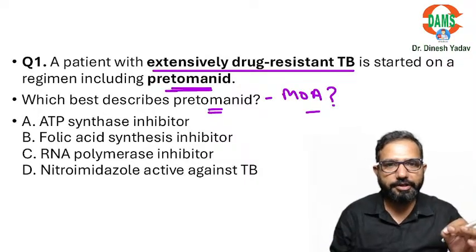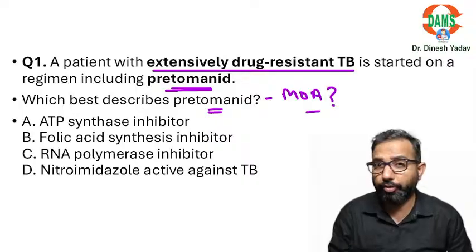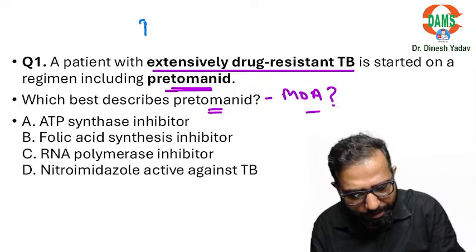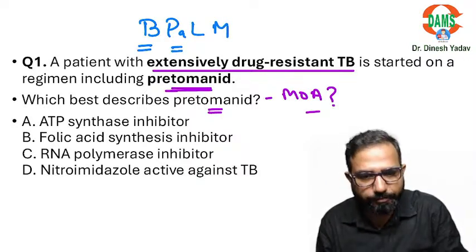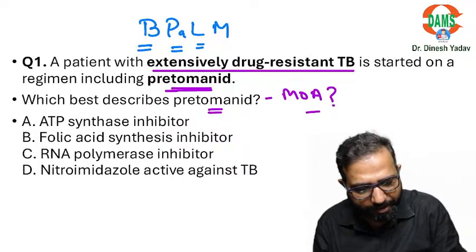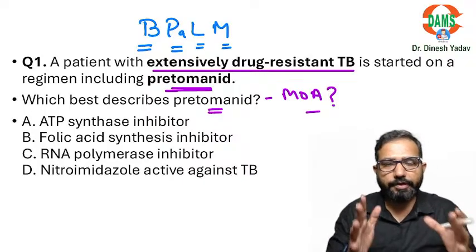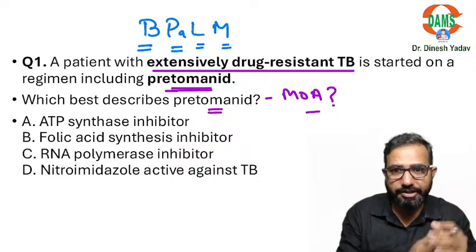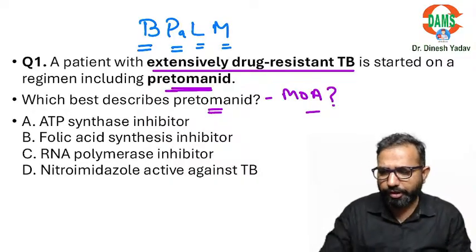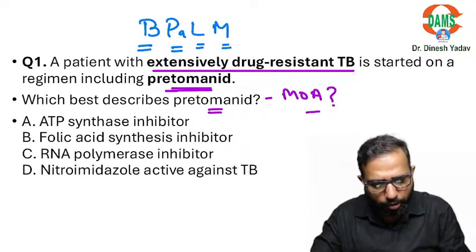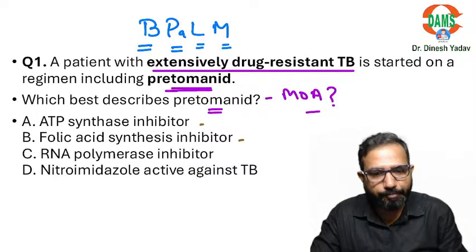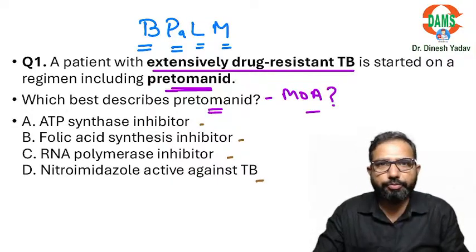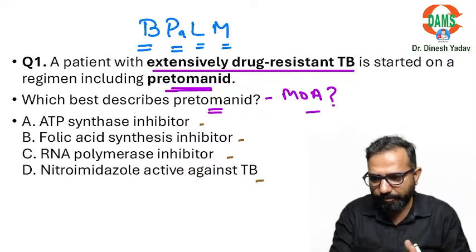First is pretomanid, regarding the newer anti-tubercular drug. You know the BPaL-M regimen. B for bedaquiline, Pa for pretomanid, L for linezolid, and M for moxifloxacin. These are the drugs. So we have the BPaL regimen and we have the BPaL-M regimen. So what is true regarding the mechanism of pretomanid? Options are: is it an ATP synthase inhibitor? Is it a folic acid synthesis inhibitor? An RNA polymerase inhibitor? Or is it a nitroimidazole, which is active against tuberculosis? What is your correct answer, guys?